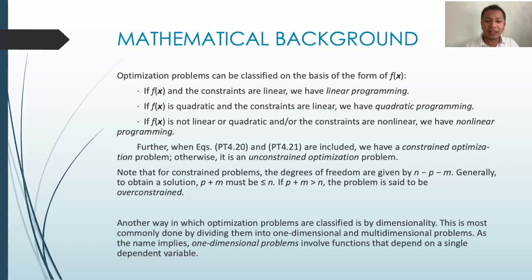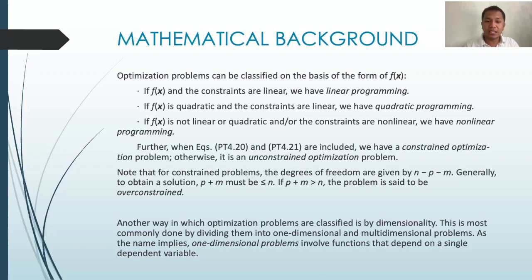It is good to note that in constrained problems, the degrees of freedom are given by n minus p minus m. So generally, for an optimum solution, p plus m must be less than or equal to n. If p plus m is greater than n, then the problem is said to be over-constrained. Another way in which optimization problems are classified is by dimensionality. This is most commonly done by dividing them into one-dimensional and multidimensional problems.